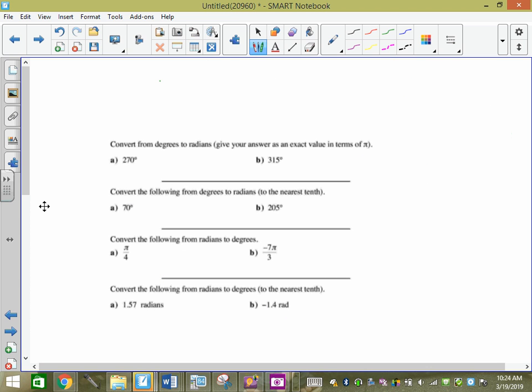So we're going to go here. Convert from degrees to radians. Degrees to radians, pi on top. So are we going to multiply by pi over 180, or are we going to multiply by 180 over pi? These are our questions. We're going from degrees to radians. What are we going to multiply by? Degrees to radians, pi on top. So we're going to multiply by pi over 180.